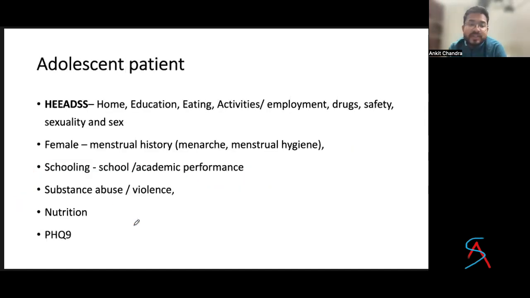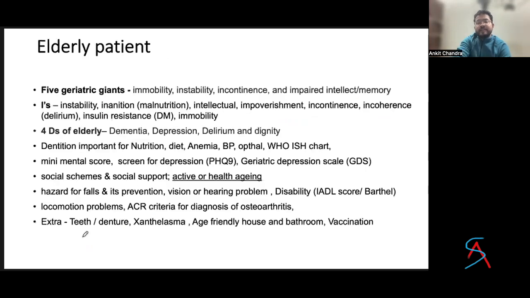For an adolescent patient, there's an acronym which is very commonly used: HEEADSSS. H is the home, E is the education, E is the eating habit, A is the activities, employment status, whether any drug abuse, safety, sexuality, and suicide. So these are the headings. For females, do mention menstrual hygiene, menstrual history, schooling. You have to look for violence or any substance abuse. Look at nutrition. For general health or depression, you can use PHQ-9.